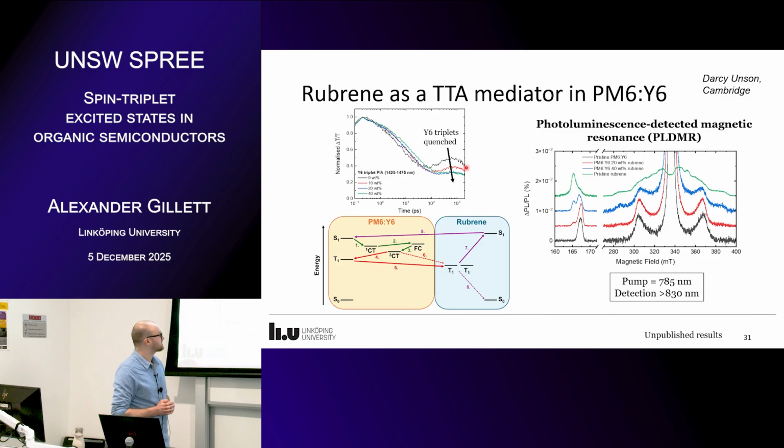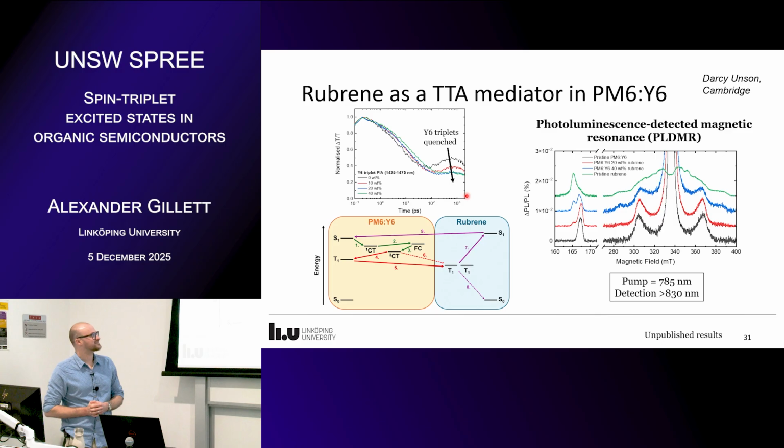As a little teaser for some unpublished data, which probably should get published soon, done by a student I was supervising in Cambridge, Darcy Johnson, we went back to rubrene. I say I've been crapping on rubrene a bit, saying our material is better, but actually rubrene, at the end of the day, is quite a nice TTA material. So this is all unpublished, I won't go into too much detail, but basically we put our rubrene into our PM6Y6 system.